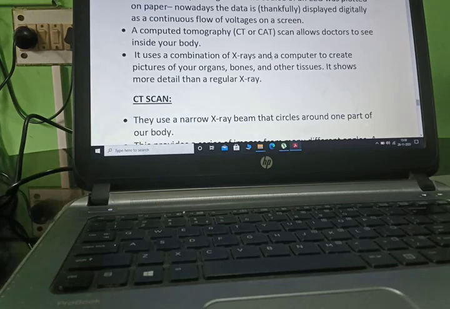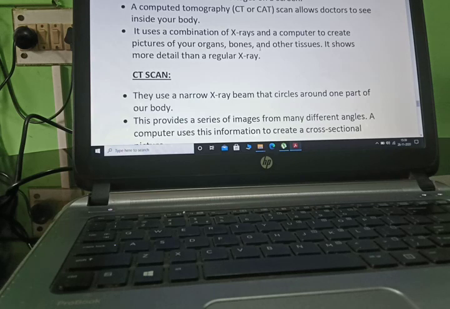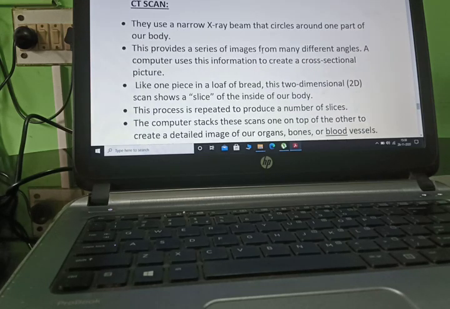Now, we are starting with CT scan. CT scan allows doctors to see inside our body. It uses a combination of X-ray and computer to create pictures of your organs, bones and other tissues. In this, a narrow X-ray beam encircles one part of the body. This provides a series of images from many different angles. A computer uses this information to create a cross-sectional picture.